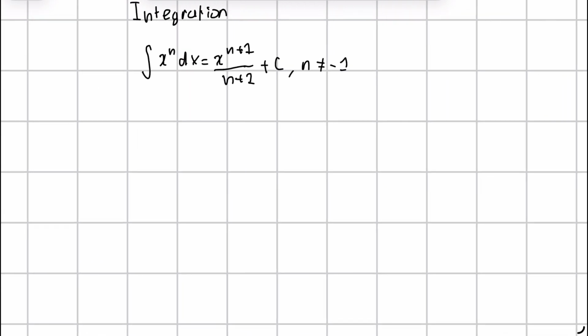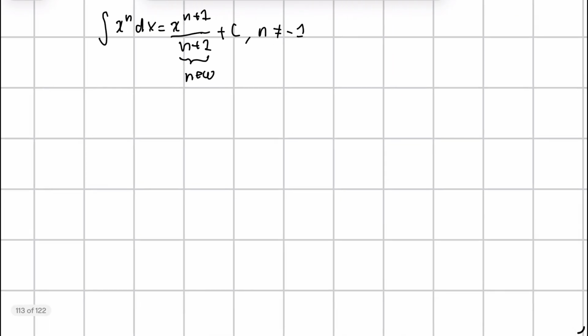We're going to cover integration. Let's start off with basic power rule integration. We have the integral of x to the power of n times dx is equal to x to the power of n plus 1 divided by n plus 1 plus constant c, where n cannot equal -1. So in this concept, we have to add 1 to the exponent and divide by the new exponent.